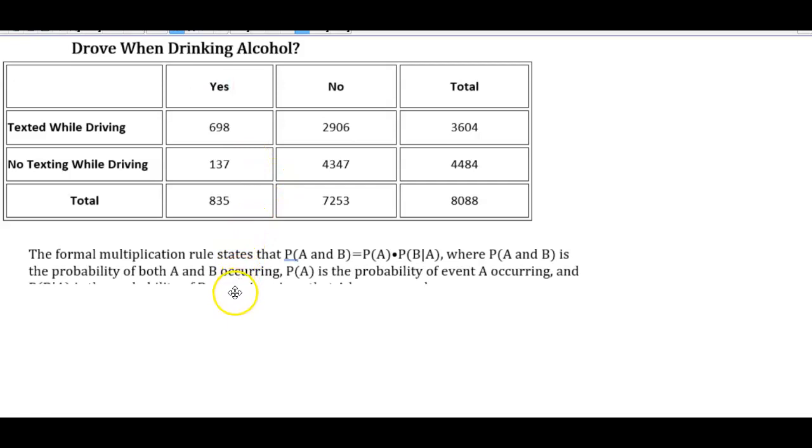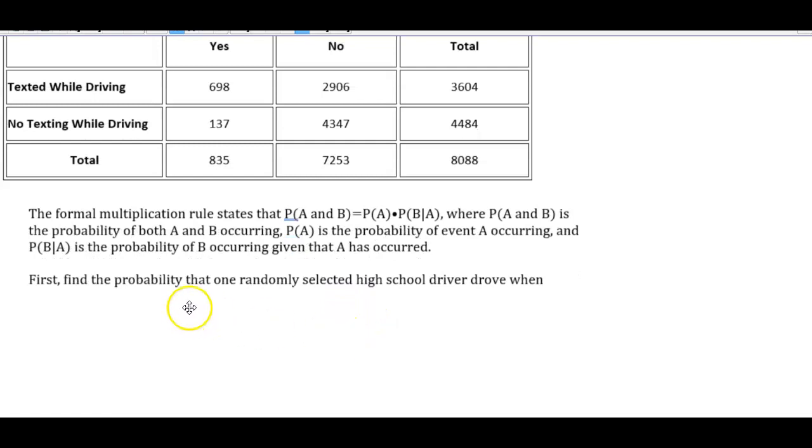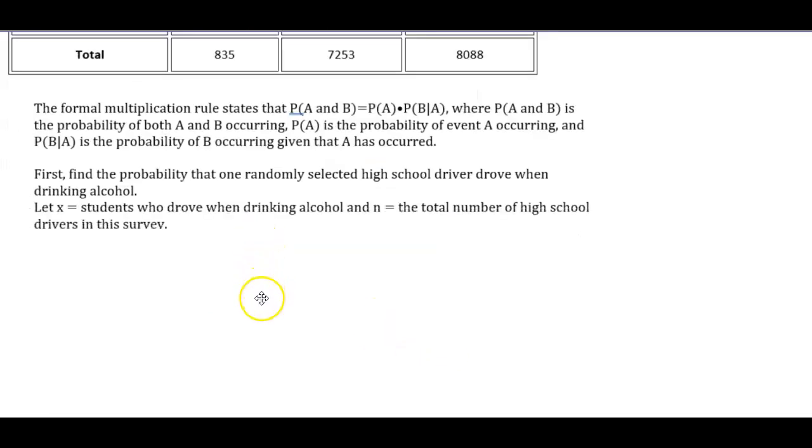Okay, now, the formal multiplication rule tells us that the probability of A and B, the probability of both A and B occurring, is equal to the probability of A, which is the probability of event A occurring, times the probability of event B occurring, given that A has already occurred. Now, we want to first find the probability that one randomly selected high school driver drove when drinking alcohol. So we're going to let X equal the total students who drove when drinking alcohol. We're going to let N equal the total number of high school drivers in this survey.